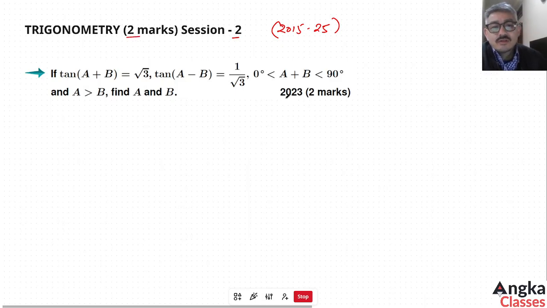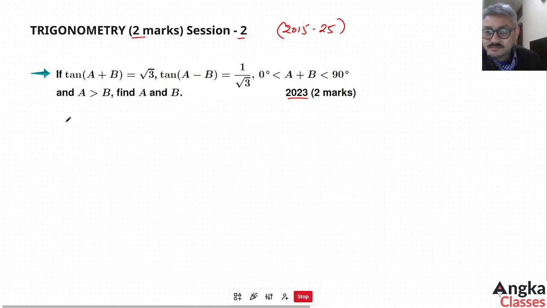Okay, so the 2 mark question from 2023. If tan(a + b) is equal to root 3 and tan(a - b) is equal to 1 by root 3, where a + b is between 0 and 90 degrees and a is greater than b, find a and b. Okay, so let us solve.